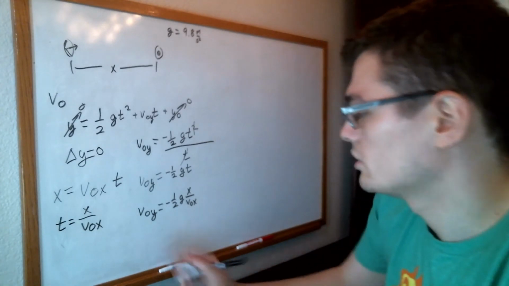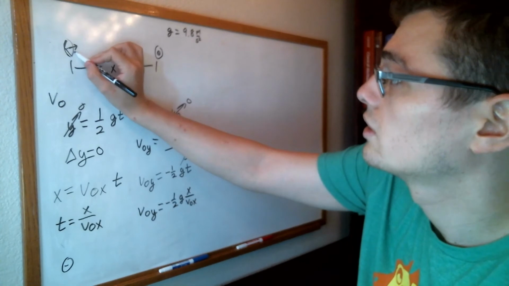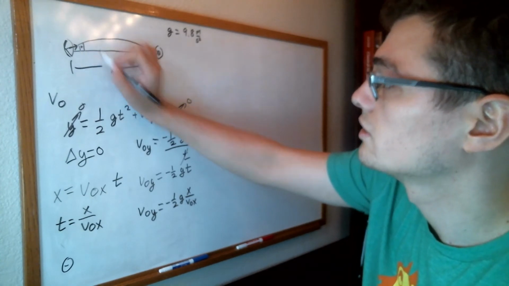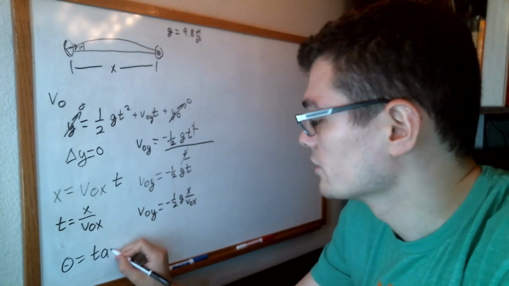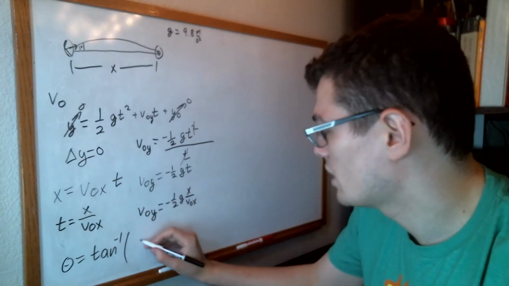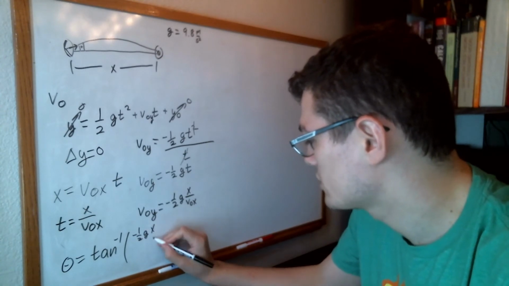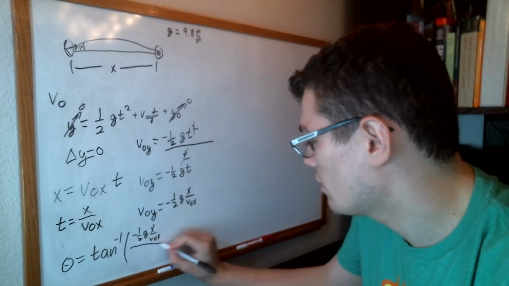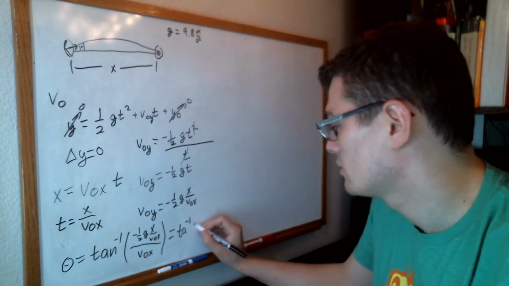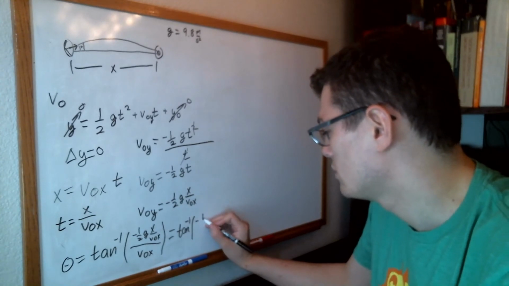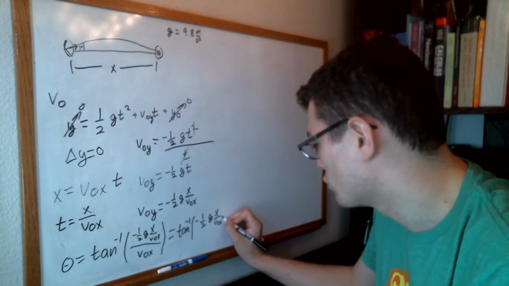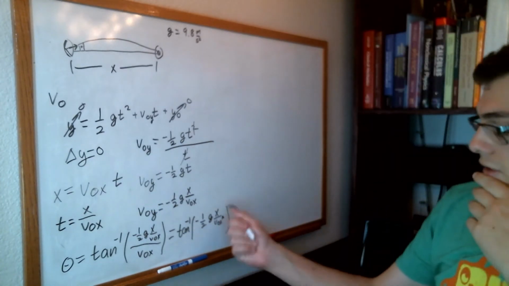And then what we can do is take theta, which is whatever angle this has to be released at. So theta is going to be equal to the inverse tangent of v naught y over v naught x. And v naught y is negative 1/2 gx over v naught x, over v naught x. So this is equal to the inverse tangent of negative 1/2 gx over v naught x squared. Okay, our negatives are going to cancel, so we have a positive answer.